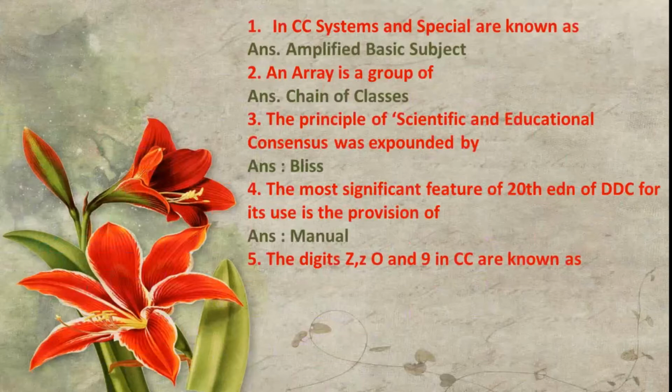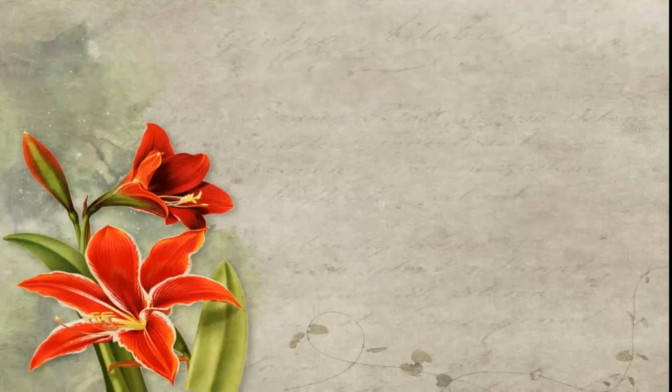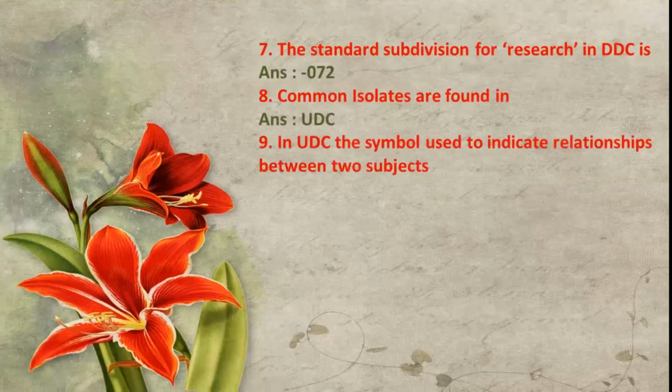The digits capital Z, small z, 0 and 9 in CC are known as empty digits. FID or SEER is concerned with the research in classification. The standard subdivision for research in DDC is 072. Common isolates are found in UDC. In UDC, the symbol used to indicate relationships between two subjects is colon.